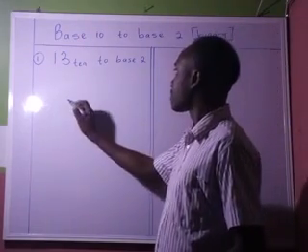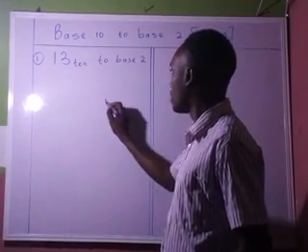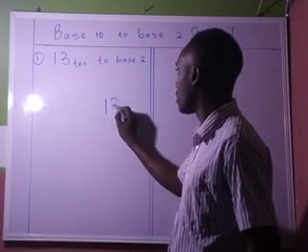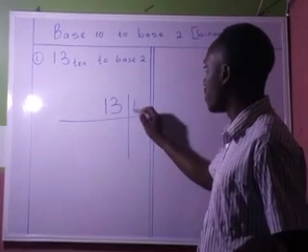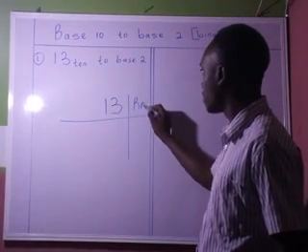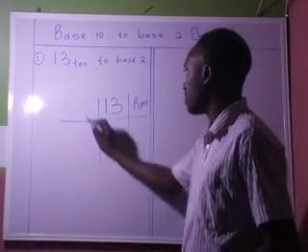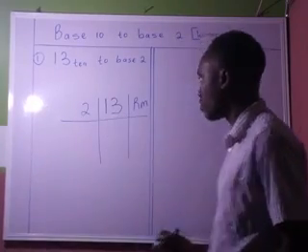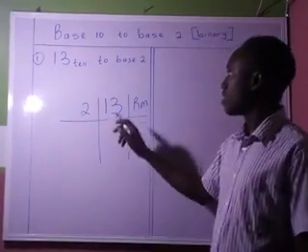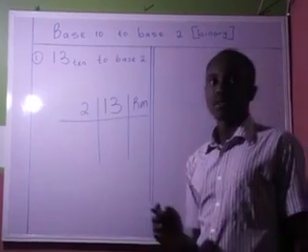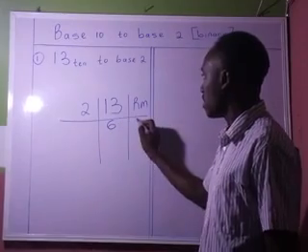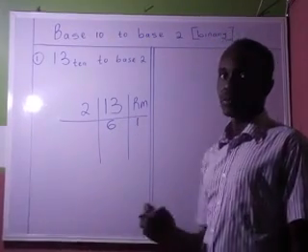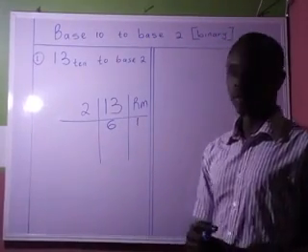Now let's start. 13. I'm going to have my remainders here. And don't forget, I'm dividing it by the number 2. Now let's start. 13 divided by 2, that will be 6 times 6. That remains 1 because 2 times 6 gives us 12.